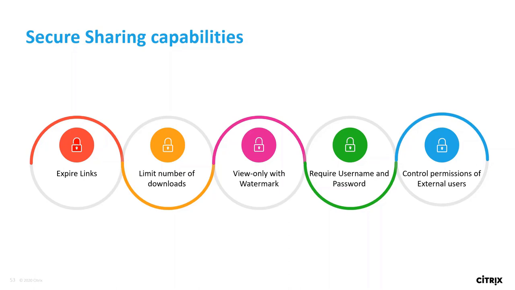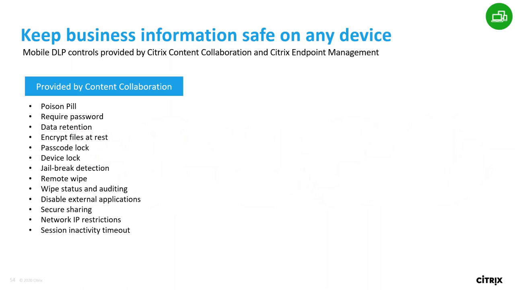You have all these options when you're generating a link, or as I mentioned, you can create a collaboration space with your external users, your clients, by adding them to a folder, which will require them to create a username and password, and you can control the permissions that you give to those external users. And that's just the short list. There's a lot of other things that we're doing around security.